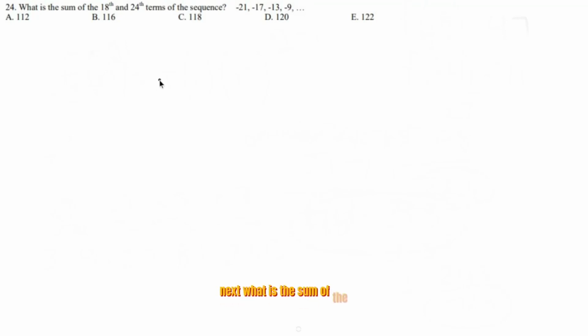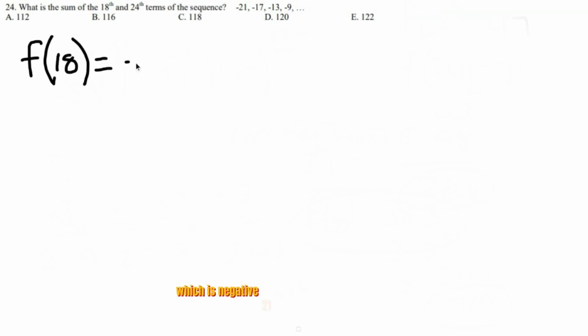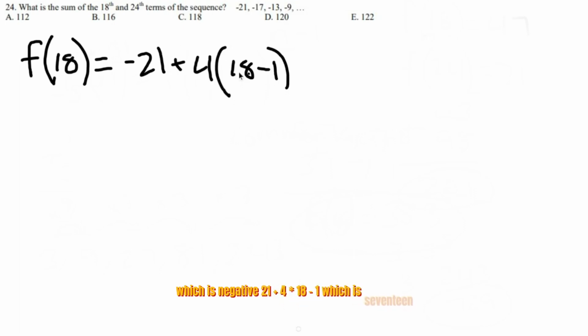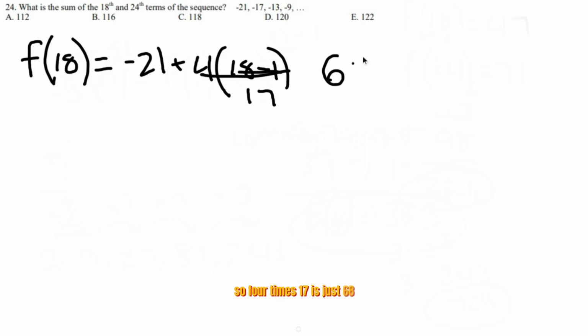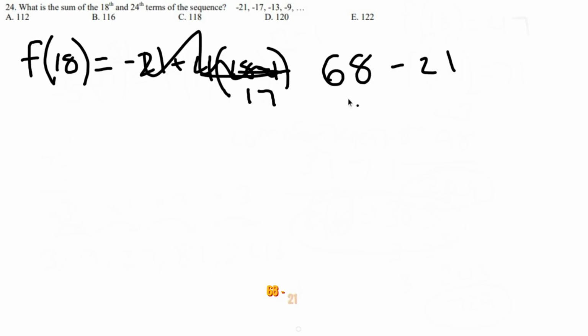Next, what is the sum of the 18th and 24th terms of the sequence? Negative 21, negative 17, negative 13, negative 9. Alright, so this is an arithmetic sequence because we're going up by 4 each time. So let's solve for the 18th term. So f of 18 equals f of 1, which is negative 21, plus 4 times 18 minus 1, which is just 17. So 4 times 17 is just 68. So this becomes 68 minus 21. 68 minus 21 is 47. So f of 18 equals 47.